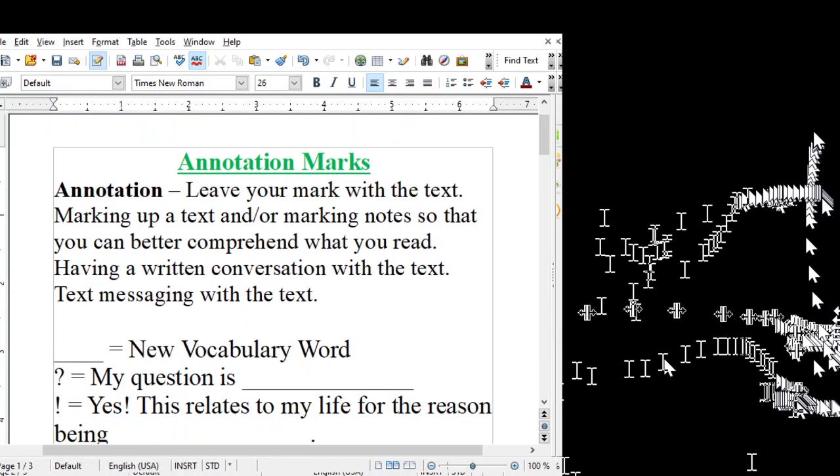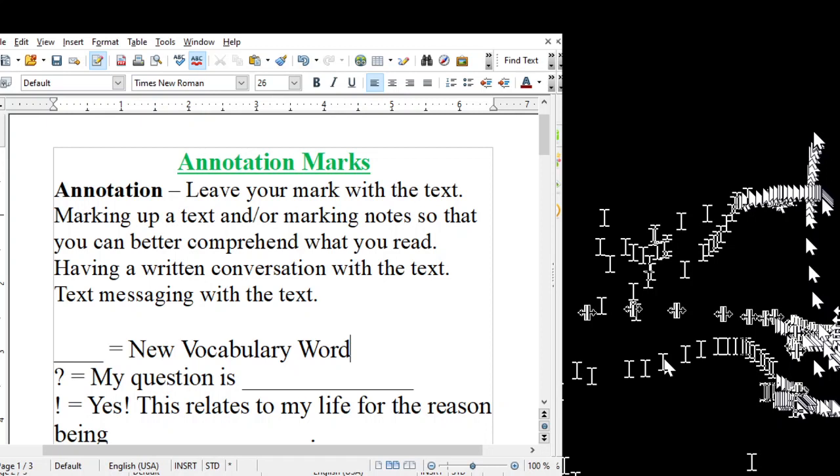So if you're reading and you find a new vocabulary word or a word that you aren't familiar with, you're going to underline it. Okay? So if you're reading and you find a word that you've never heard before and it's new to you, you underline that vocabulary word. And then on the side, if you were writing in your book, you would write the definition of that word. So this is symbol number one, the underline.